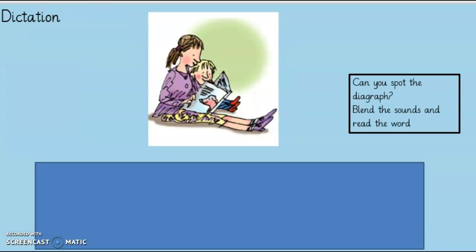Now it's your turn. Think of a sentence for this picture that you could write into your learning book. They are looking at a book. So maybe your sentence might be, look at the book. Or she has a book. And you could use one of our tricky words in your sentence. She.